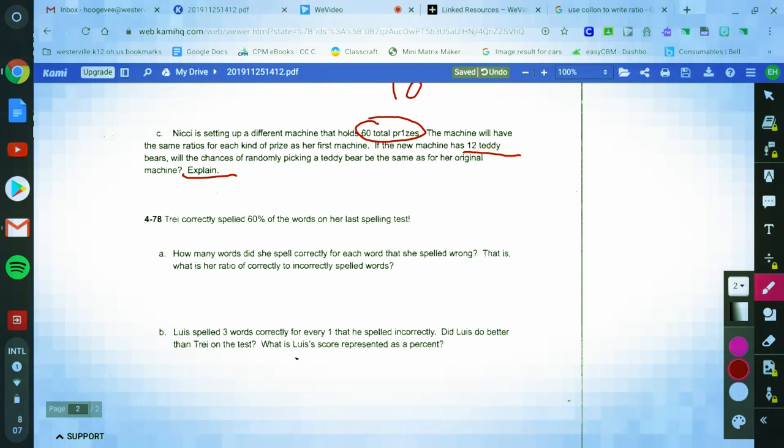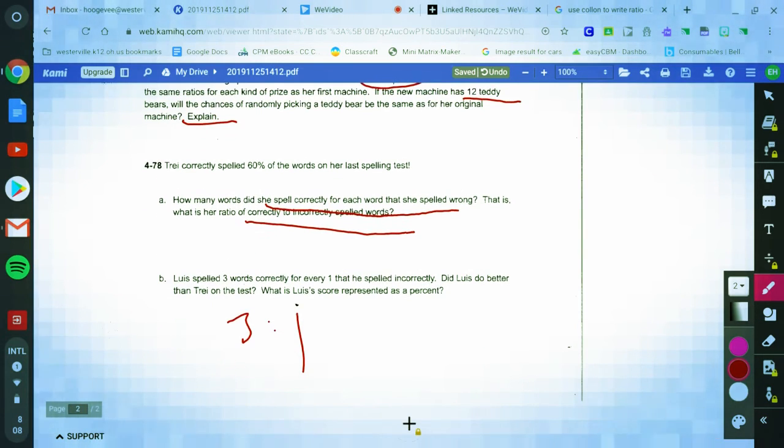478, she correctly spelled 60% of the words on her last spelling test. How many words did she spell correctly for each word she spelled wrong? That is, her ratio is correctly to incorrectly. So those are the 2 things you're comparing. Luis spelled 3 words correctly for every one. So he's 3 right for every one. Did he do better on the test than Terry? What score represents as a percent?